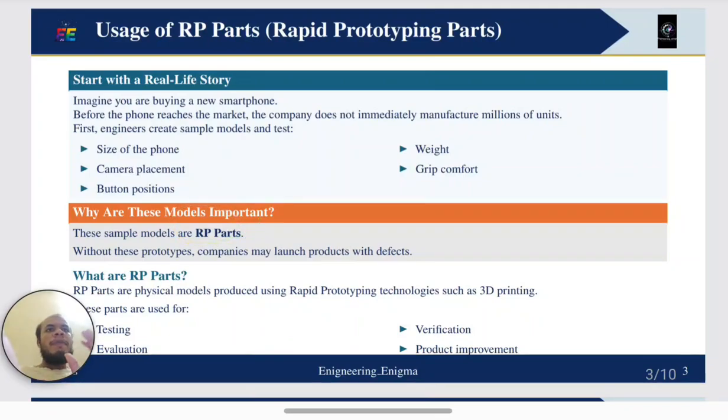So RP parts are physical models produced using rapid prototyping technologies such as 3D printing. These parts are used for testing, evaluation, verification, and product improvement. Think of RP parts as a practice version before the final product. Before writing the final exam, you write a model exam. So that is exactly what RP parts are, like model exams before the products.